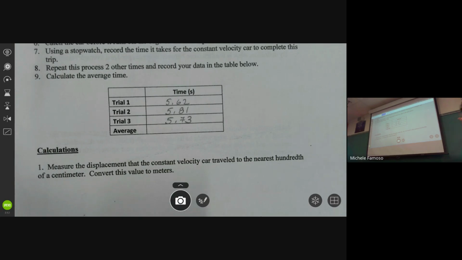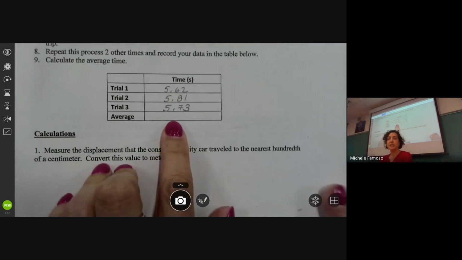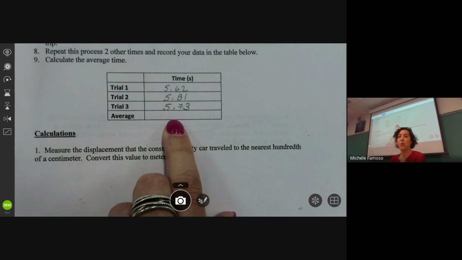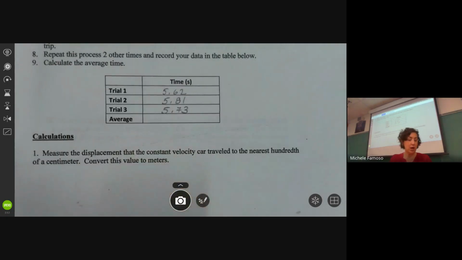Okay, so you've got 3 times. Your next job, and you're going to do this individually, is calculate what the average is. I'm asking you all to do that individually because if your partner messes up and you're relying on them, you just lost a point on the lab because of their mistake. You should be doing it yourself.